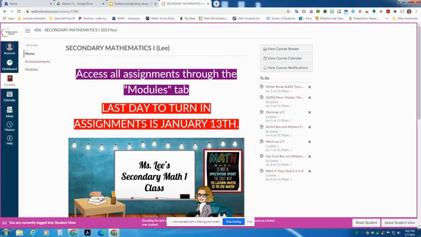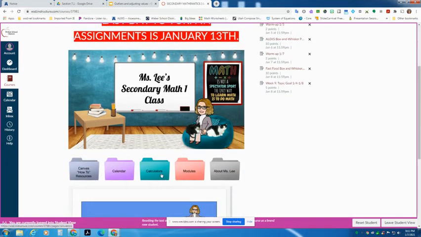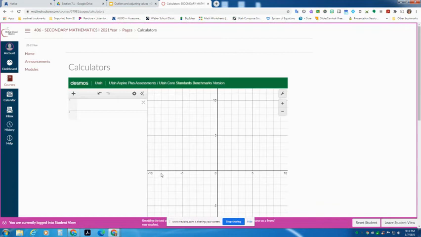So we'll come to our Canvas page, and on our home page, there's a folder that says calculators. If we click that, we come to our Desmos, and we used this the other day when we were looking at some other statistics. So we'll start the same way that we did before. We'll make a table. So we'll click the plus button and add a table. Then we are going to put those numbers in the x1 column. We have 7, enter, 9, 8, 8, and 5.